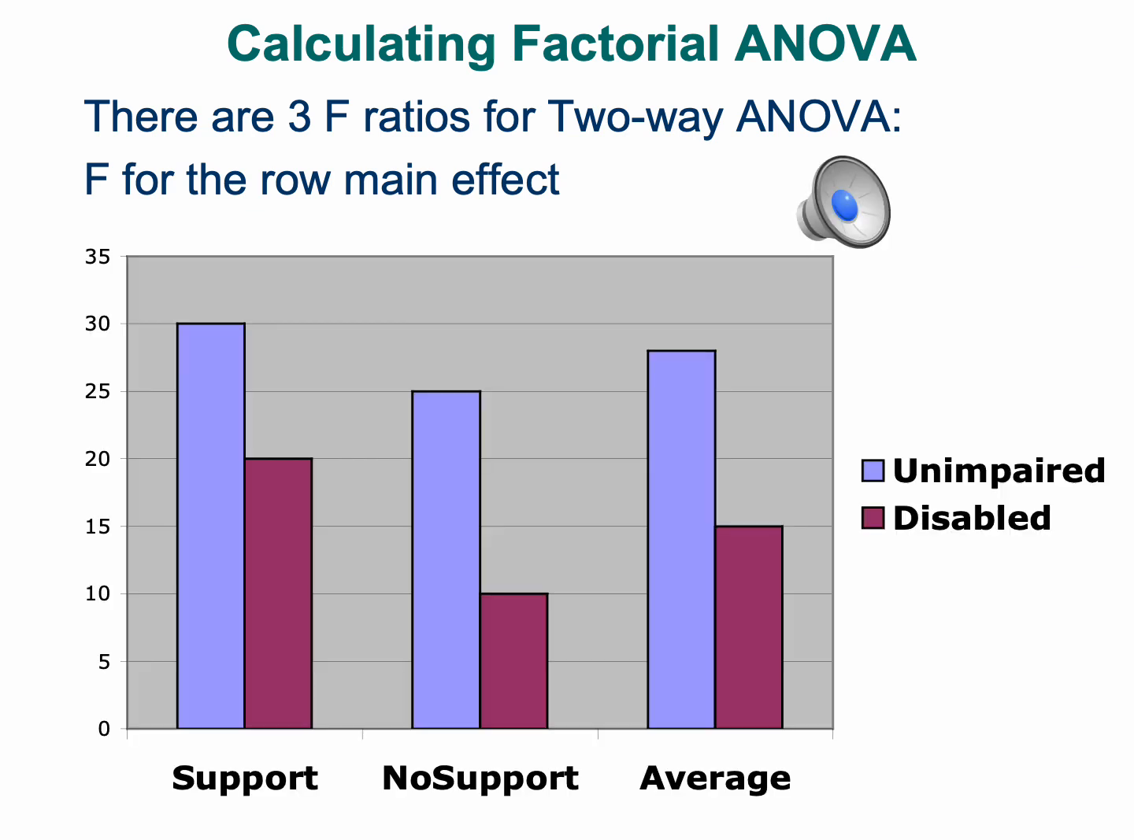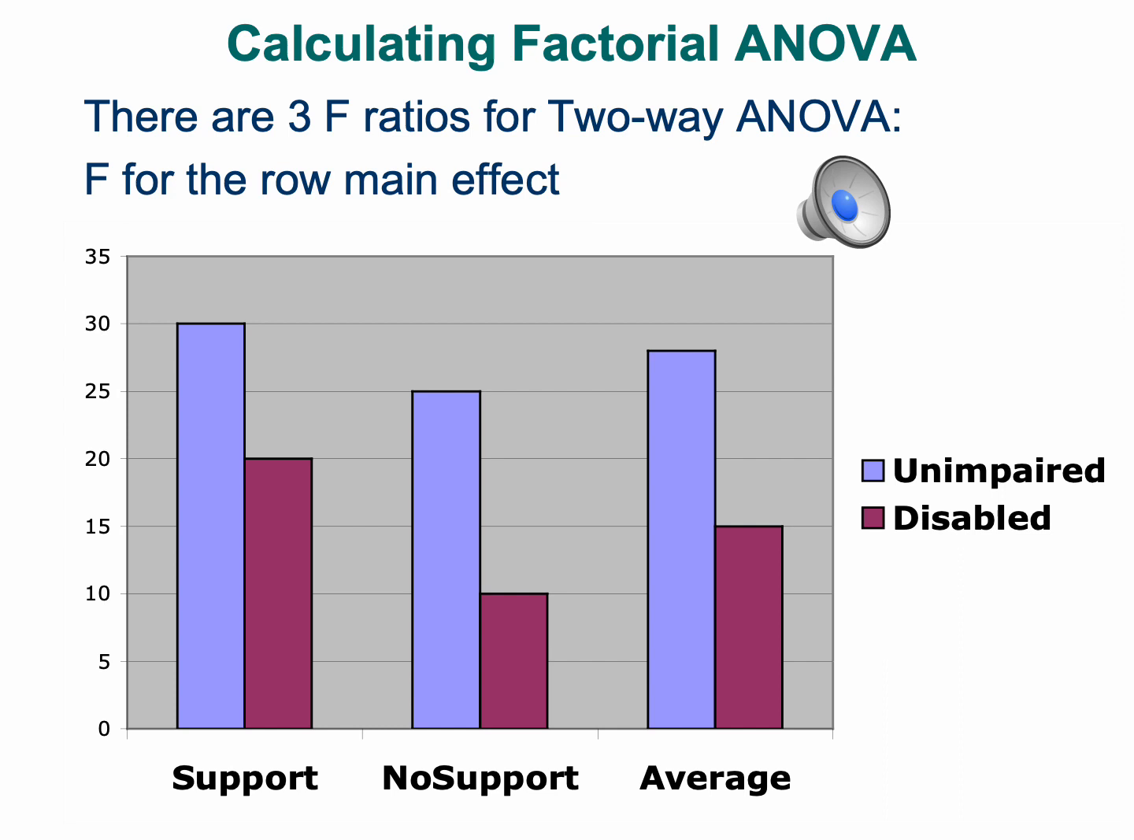Okay, here we see the row main effect in graphic form. So you have the main effect for support, no support in the column chart on the left over there. Then the colors reflect the impairment status of the patient. So the disabled patients are represented by the purple, the maroon column, and the unimpaired patients are represented by the blue. And on average, people who are unimpaired have a dependent measure of 28, I believe that was. And then people who are disabled on average have a score of 15. Now you can see a big difference there.